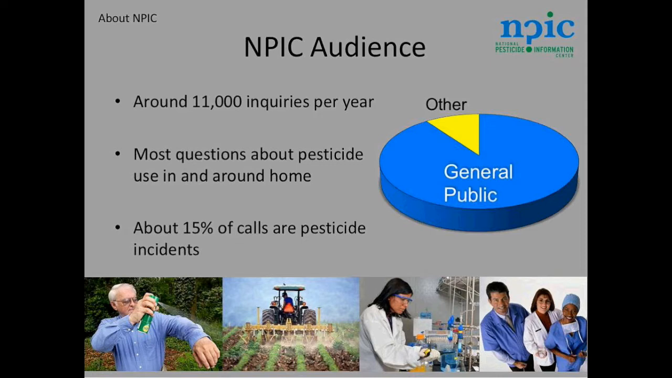So inquiries include our phone calls, but also voicemail calls and emails, which is becoming a much more popular way to contact us and ask questions. Sometimes you can't have the same sort of back and forth through an email, so oftentimes if it's a very serious situation, we'll ask that emailer to call in and have a one-on-one conversation with a specialist. About 15% of our calls are pesticide incidents, and what we classify as a pesticide incident is when there's an adverse reaction to a pesticide exposure, an unintended exposure to a pesticide, or a misapplication of a pesticide.